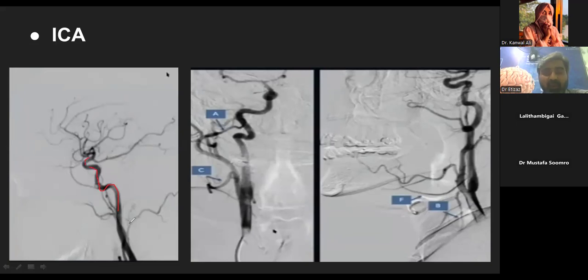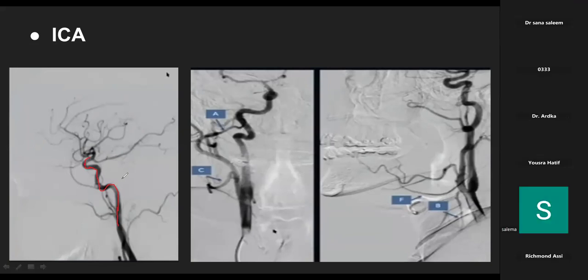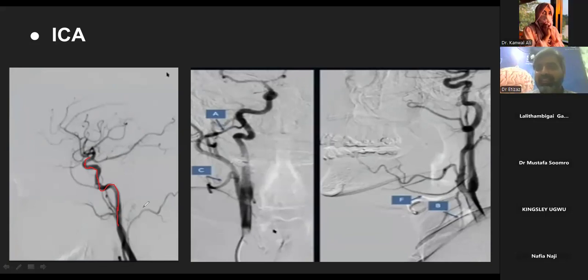It is presumed to be left. Why is it left, Mustafa? Because it is more prominent as compared to the ECA. Then why can it not be the right internal carotid? Okay, you are right. Good. It is a left internal carotid artery.